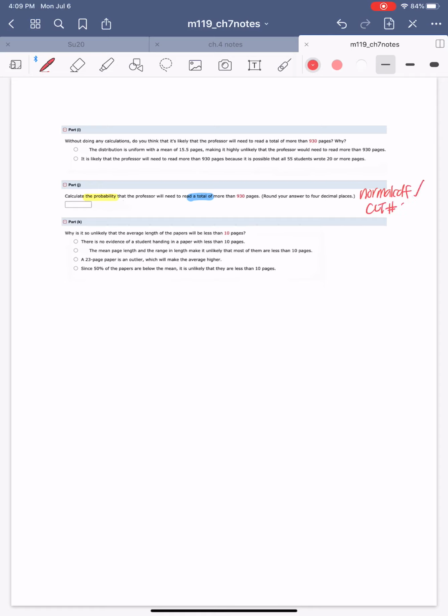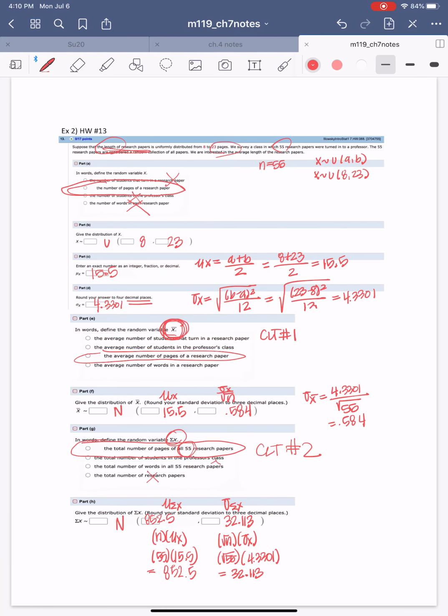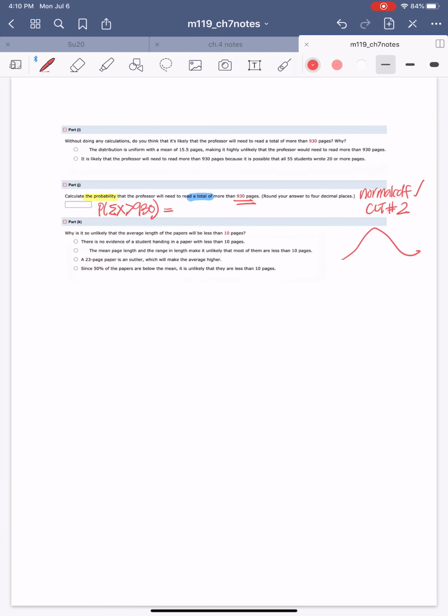CLT number 2 because it's a total. Okay, more than, so probability of the sum to be more than 930. From part H, the sum, the mean was 852.5. So 930 is to the right of it, so I expect less than 0.5.